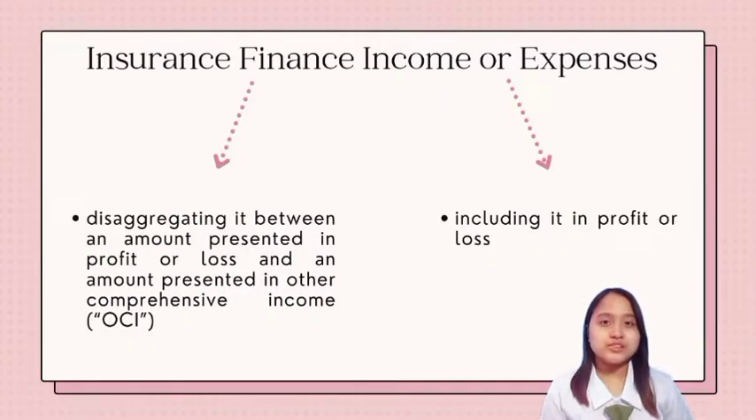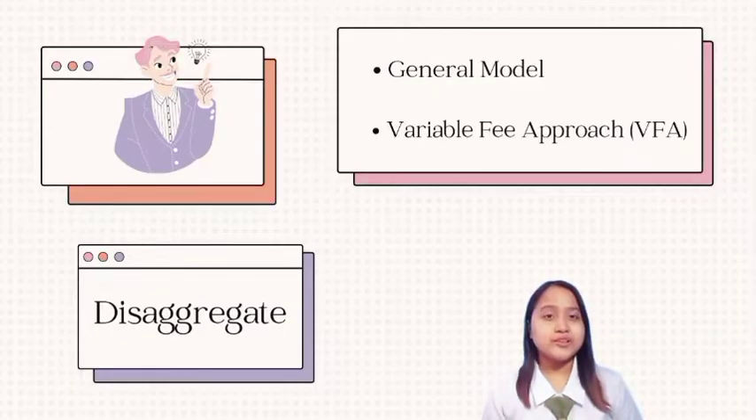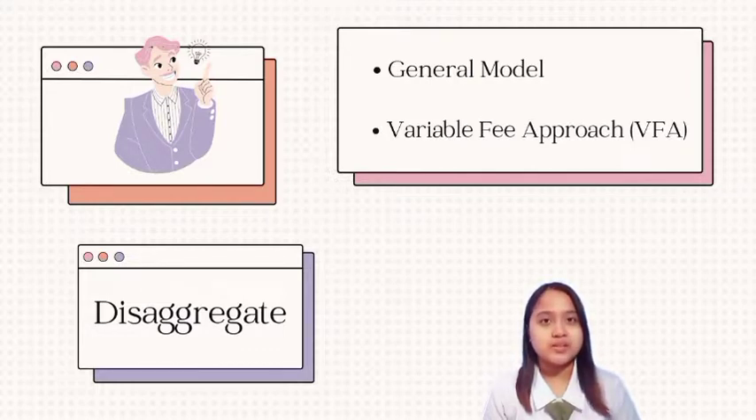Entities have an accounting policy choice between including all of the insurance finance income or expense for the period in profit or loss or disaggregating it between an amount presented in profit or loss and an amount presented in other comprehensive income, or the OCI. Disaggregate. Under the general model, disaggregating means presenting in profit or loss an amount determined by a systematic allocation of the expected total insurance finance income or expenses over the duration of the group of contracts.